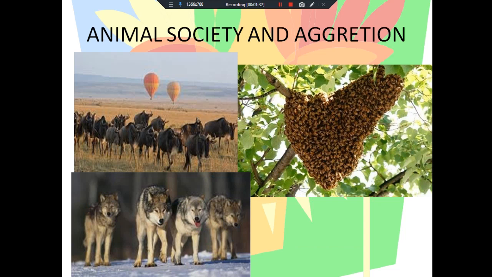Yes, a society is a social group of individuals of the same species that interact with each other and influence each other's behavior in different ways. While an aggregation is a group of animals that may be together but do not interact behaviorally. That is aggregation, but this is society. These two are societies. This is simply aggregation.